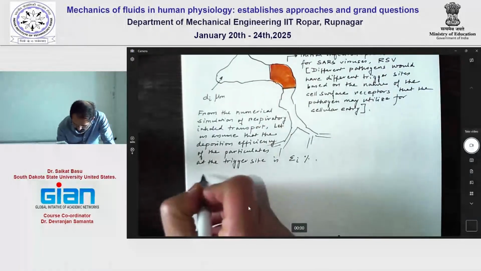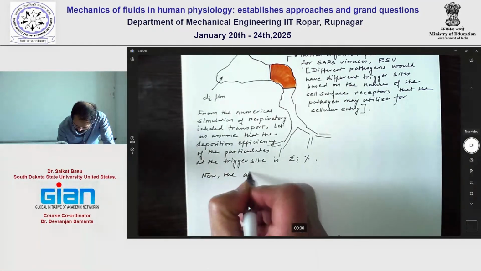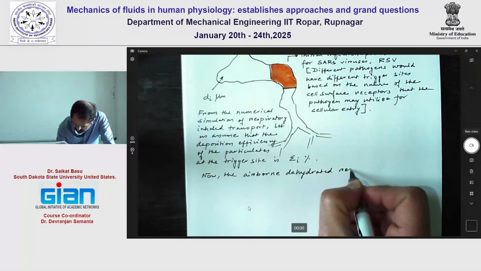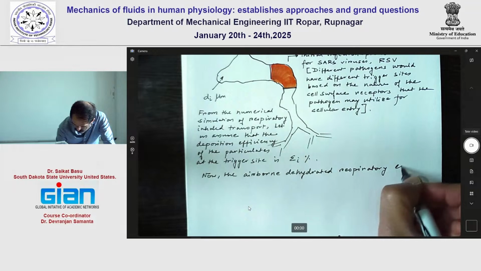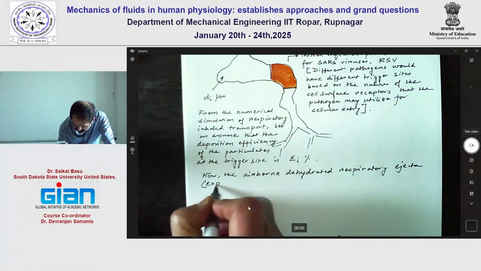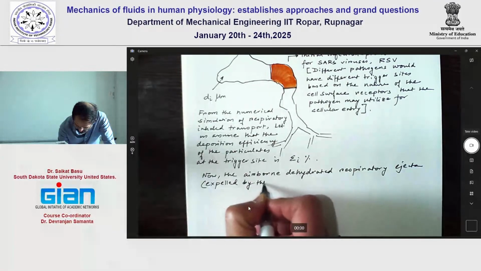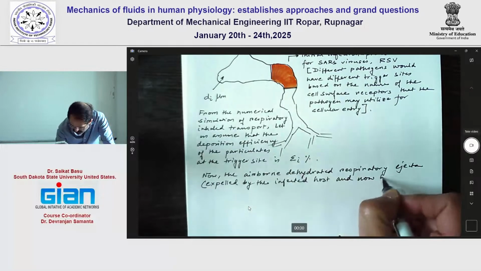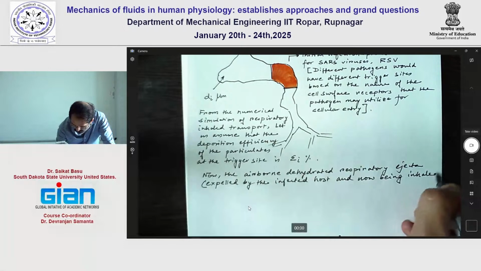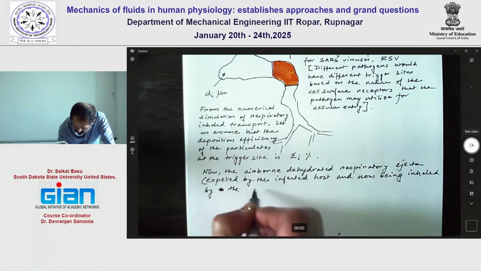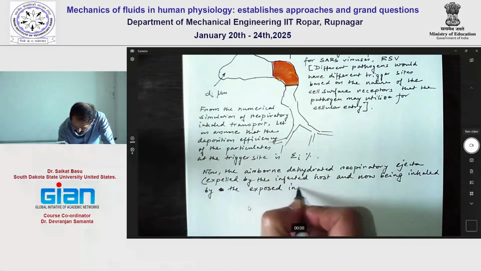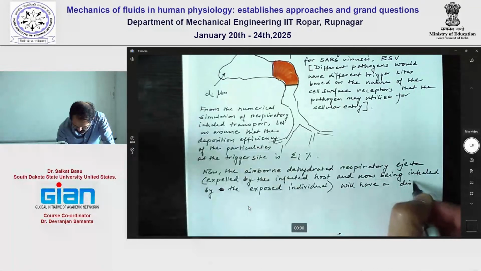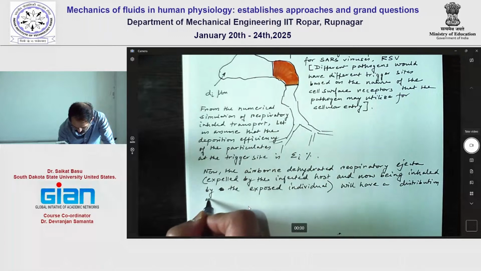So now the airborne dehydrated respiratory ejecta that is expelled by the infected host and now being inhaled by the exposed individual will have a distribution of particulate sizes.